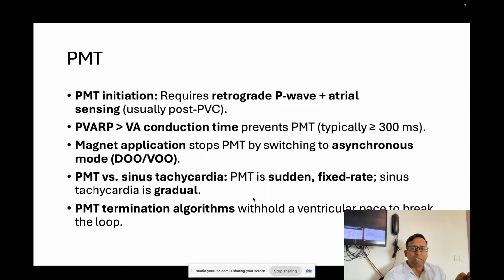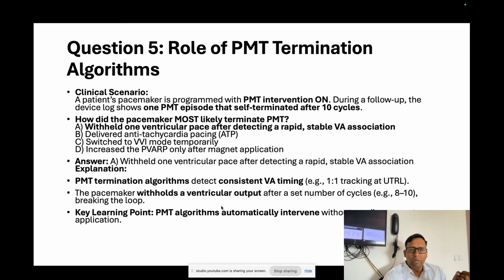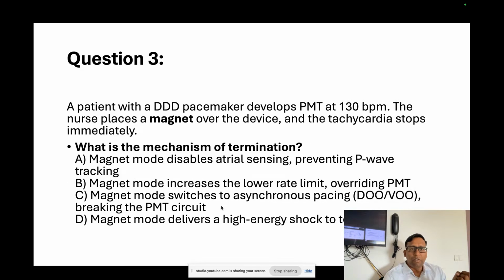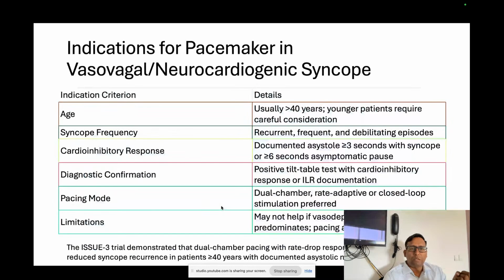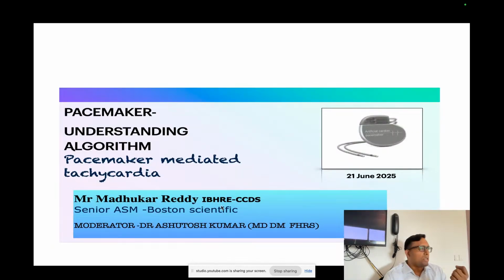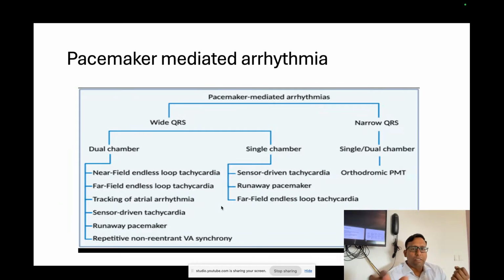So PMT initially requires retrograde P wave and atrial sensing. Without atrial sensing, it can't be possible. PVAP and DDD mode. Now, before going, one important part I just wanted to touch. So this was today's topic what we have discussed. But pacemaker-mediated arrhythmia, this is a big chapter. Let me touch the basic important point which has not been touched here.